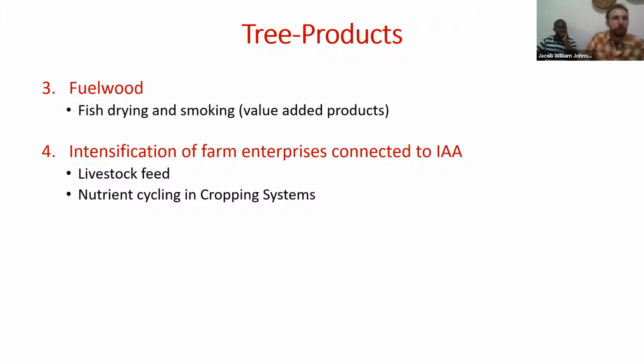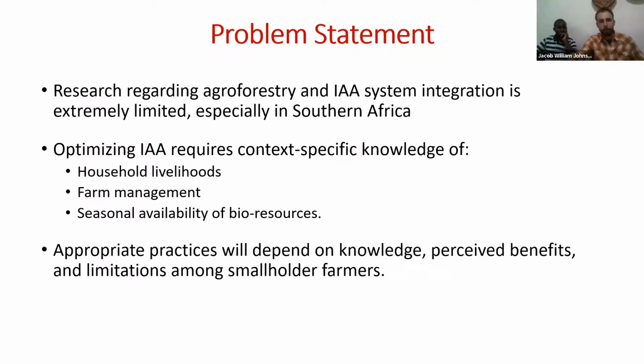If we consider other uses that tree products have, we can consider fuel wood for fish drying and smoking, which is a big deal in Zambia. There's a lot of deforestation that happens as a result of the fisheries industry, and the preservation and the processing of fish products through fish smoking. And finally, as previously mentioned, agroforestry can intensify the production of livestock and cropping systems that are integrated with aquaculture and supply the inputs to aquaculture.